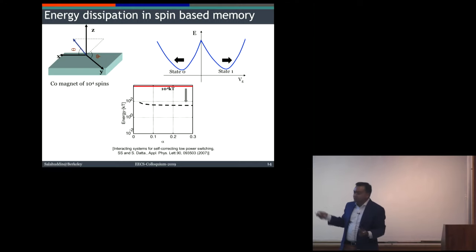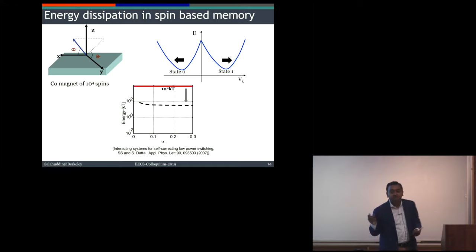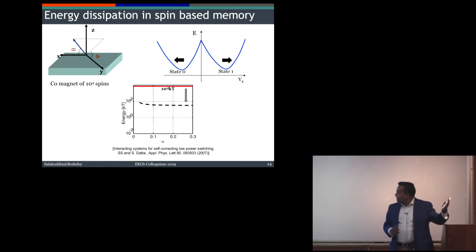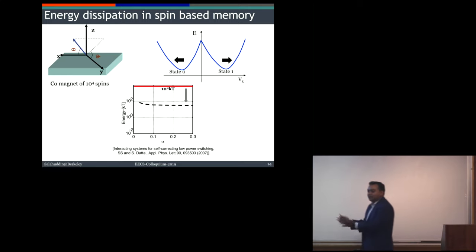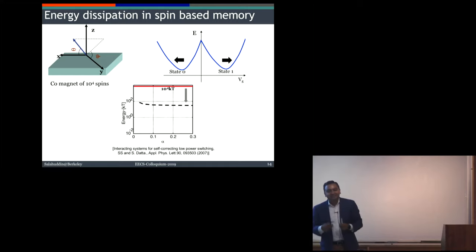In this case, I took a magnetic particle which had 10^4 spins. Based on our previous discussion, to switch them, I should need at least 10^4 kT. But when I switch them, it just takes around 40 kT. So much less than that NkT number. And this is already present in our hard disk, so we are already taking advantage of it.